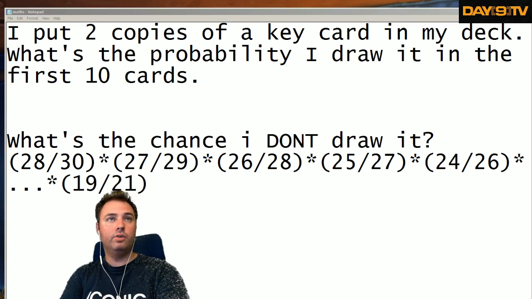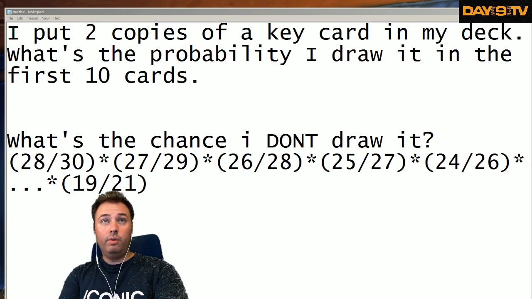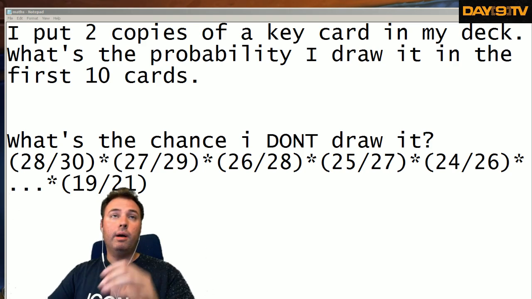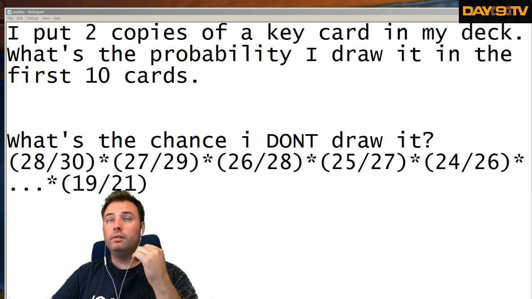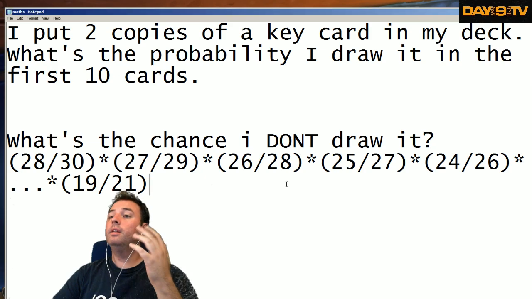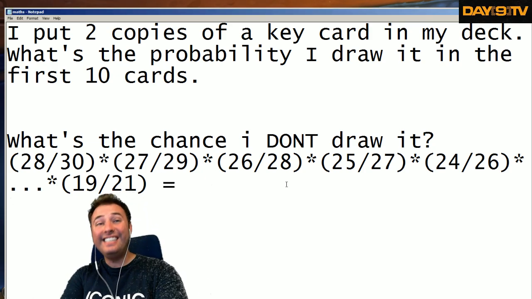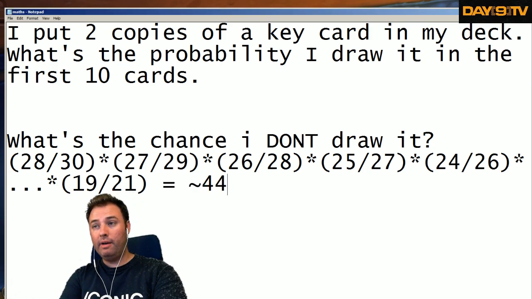Let's compute that, which is 24 divided by 26, multiplied by 23 divided by 25, multiplied by 22 divided by 24, multiplied by 21 divided by 23, multiplied by 20 divided by 22, multiplied by 19 out of 21, to give a probability of... Come on, Google. That's insane. Which is about 44%.